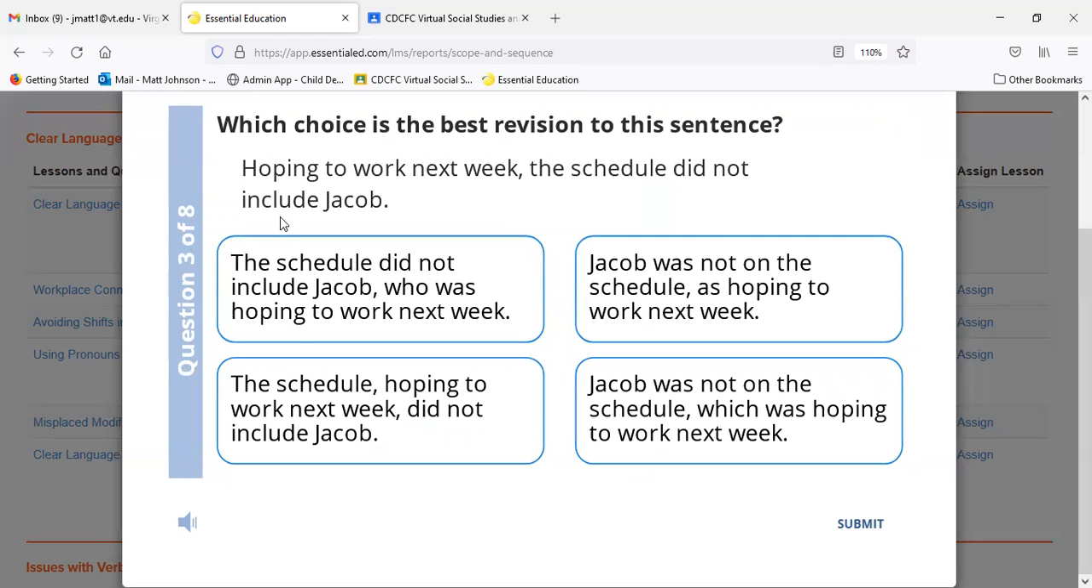Okay. Which choice is best for this one? Hoping to work next week, the schedule did not include Jacob. Is the schedule working next week or is Jacob working next week? So the schedule did not include Jacob, who was hoping to work next week. That's the correction we're looking for. Schedule did not include Jacob, comma, who was hoping to work next week. By adding who was, we understand that we're referring to Jacob.